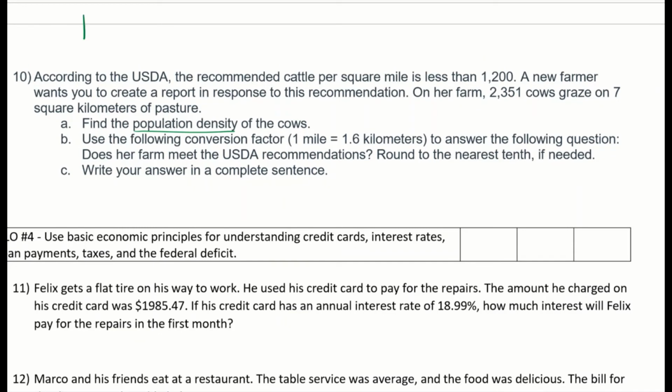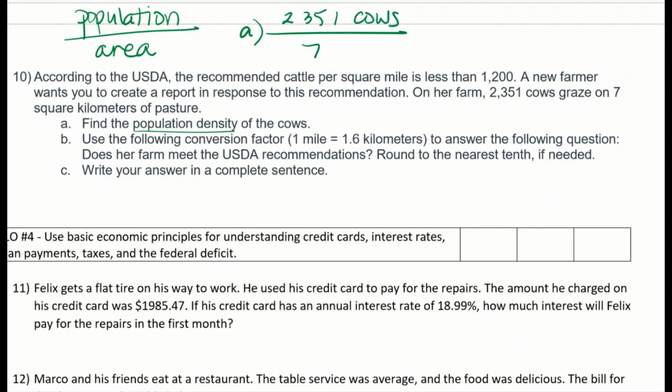Population density, that's where we're taking the population divided by the area. So I'm looking at the population density of cows. I'm going to take that 2,351 and divide it by 7 square kilometers. After I find that, I need to convert it to miles because that's what the USDA uses.